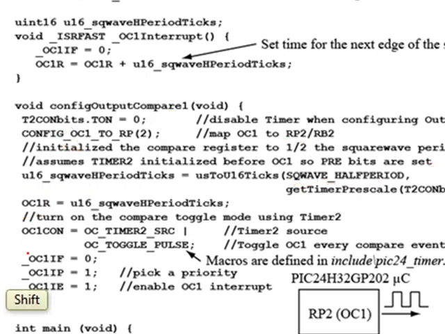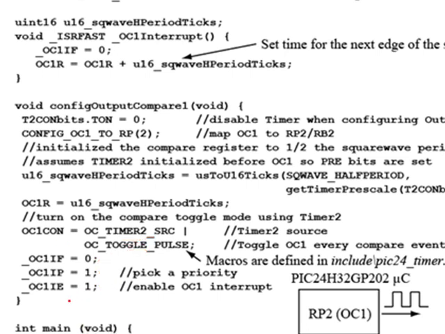We're then going to configure our output compare control register. We're going to choose timer 2 as our source timer, and we're going to use the toggle mode. We then need to enable our OC output compare interrupt, so we'll clear the flag, we'll set a priority higher than 0, and we'll enable it.